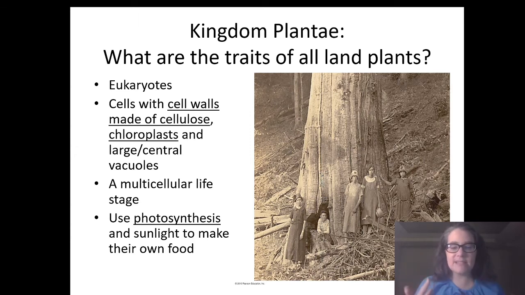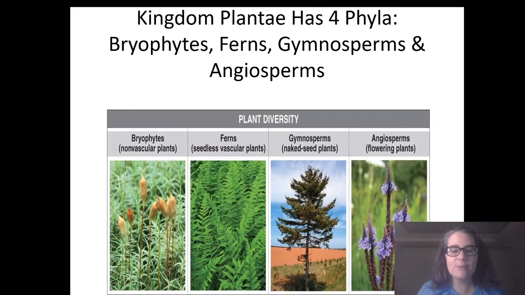Many of these have a multicellular stage and multicellular structures, and their energy pathway that is special for plants is photosynthesis, this ability to capture sunlight and make simple sugars. Within Kingdom Plantae, we have 4 different phyla. Bryophytes include mosses, hornworts, and liverworts, so mosses and their relatives. Ferns include ferns and all the pterophytes that are horsetails and fern relatives. Gymnosperms are also known as conifers, so these are your cone-producing trees and plants.